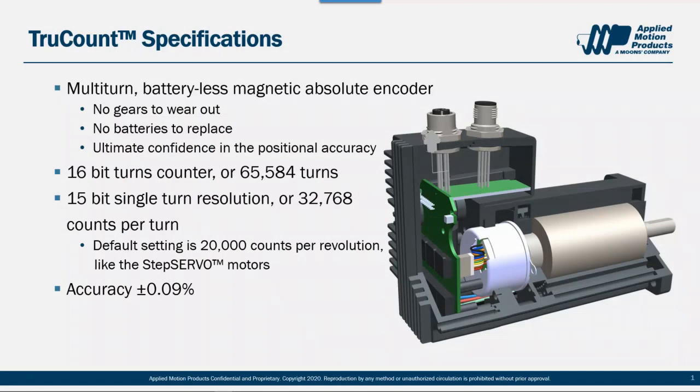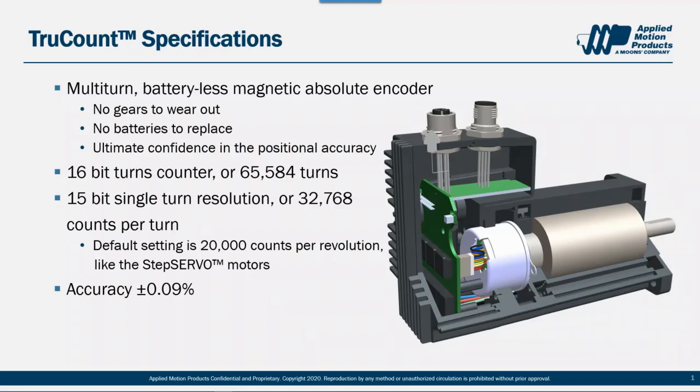Okay, let's take a look at the specs of the Absolute Encoder so we can remember what we're dealing with here. So this is a multi-turn, batteryless, magnetic Absolute Encoder. What that means is there are no gears internally to wear out, and there's no batteries internally to replace. So you don't have any sort of mechanical maintenance from the gearing. You also don't have any electrical maintenance because the batteries are never going to wear out, because they don't exist in this.